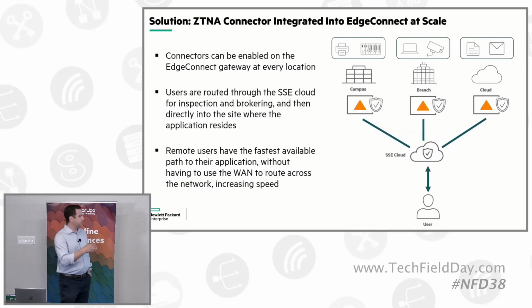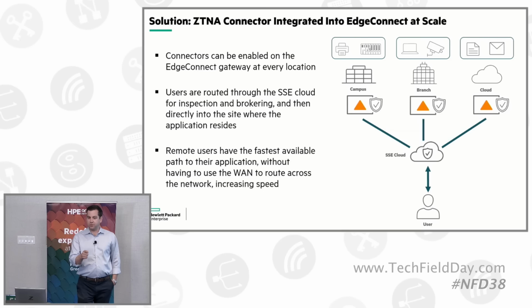And what this ultimately will look like for the end user, and then I'll show you actually how you deploy this, is that user now can just go connect to our cloud. That's where they get all the security brokering, all the inspection capabilities. And then our cloud is connected directly into the branch wherever that connector is enabled. So no longer are they having to hairpin through a data center or some gateway inside of the network. They actually can very simply connect right into the branch or the site where the workload lives.